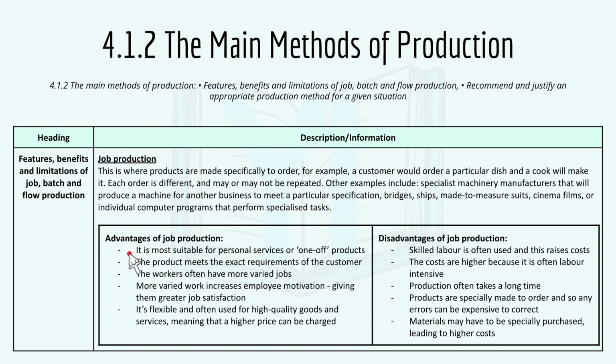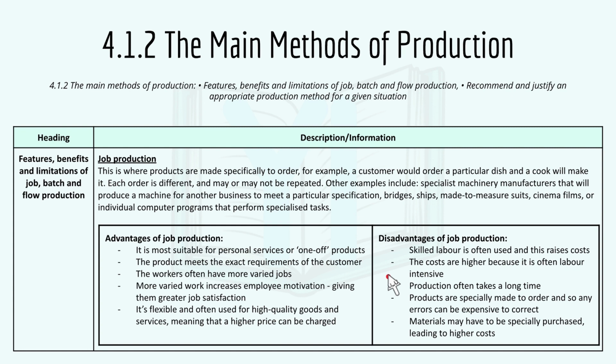And here are the advantages of job production. It is more suitable for personal service or one-off products. The product meets the exact requirements of the customer. The workers often have more varied jobs. More varied work increases employee motivation. And it's flexible and often used for high quality goods and services, meaning that a higher price can be charged.